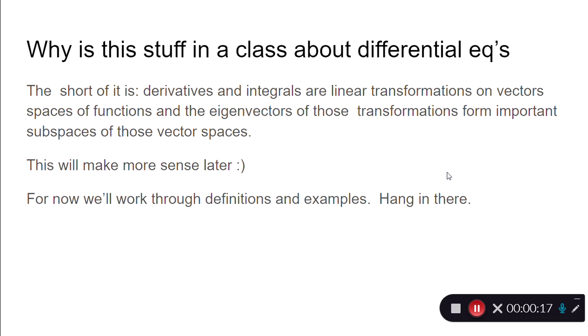I think there are several reasons why this is the case. One, the definitions for things like vector spaces are kind of abstract, and it's not clear for quite a while how they're connected to applications or differential equations. They're connected in the sense that differential equations can be interpreted quite nicely in terms of linear algebra. Derivatives and integrals are linear transformations on vector spaces of functions, and the eigenvectors of those linear transformations form important subspaces. So it's a little easier to talk about differential equations if you have the language of linear algebra.